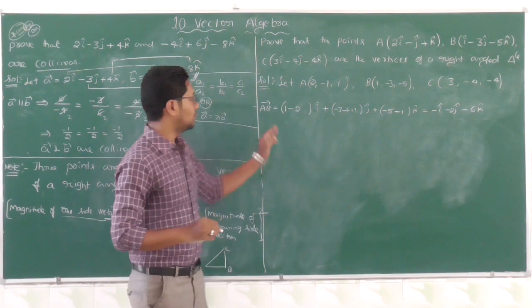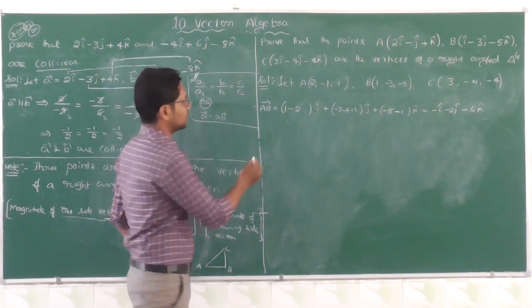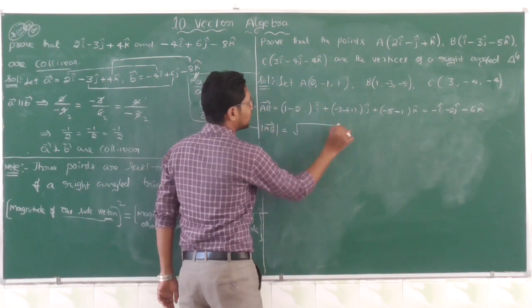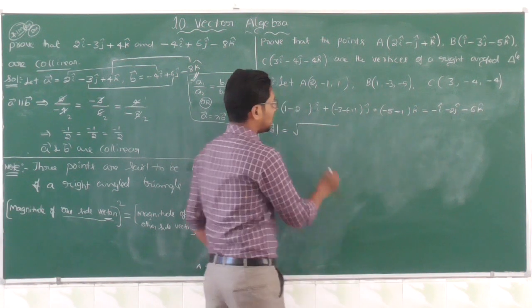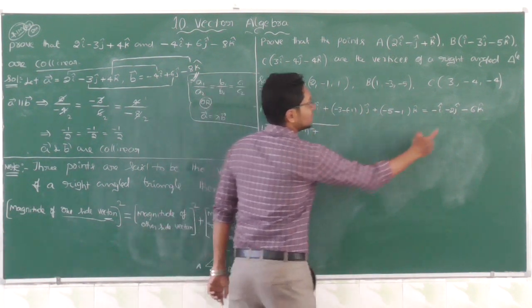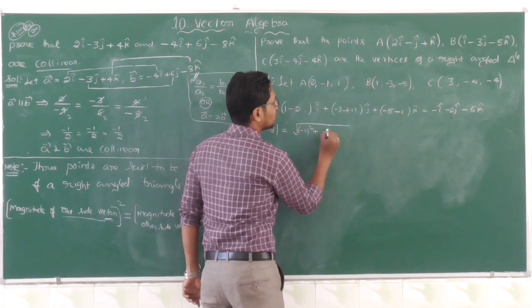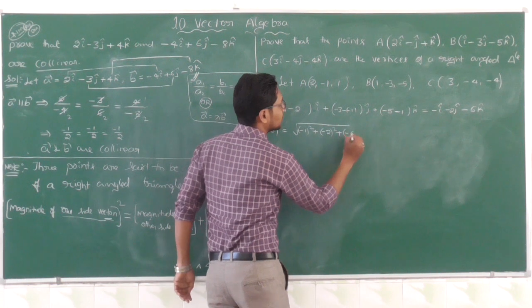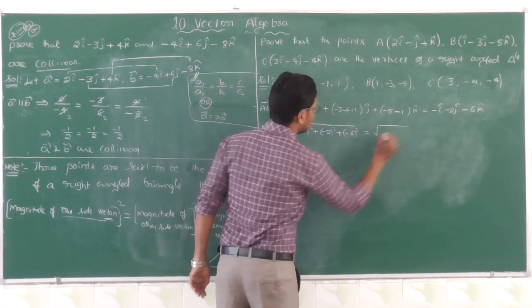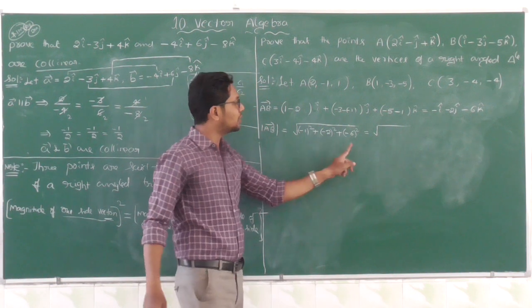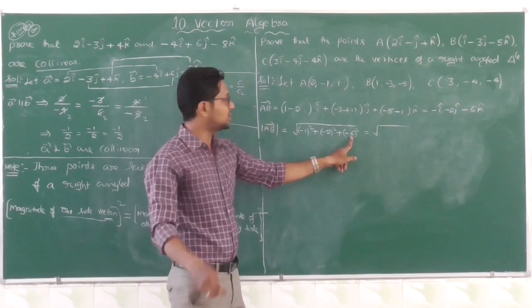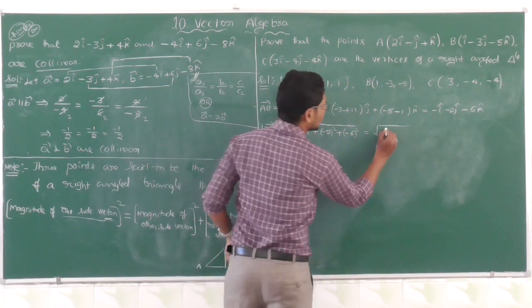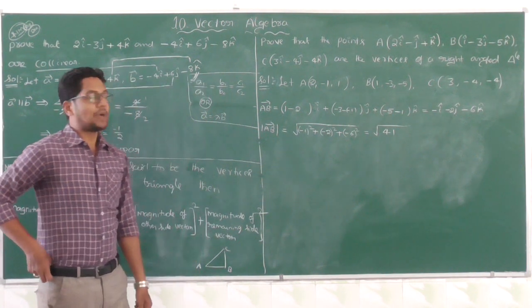Here itself we will find its magnitude also. How to find the magnitude of AB vector? Square root of i component minus 1 whole square plus j component minus 2 whole square plus k component minus 4 whole square. Simplify it: 16 plus 4 plus 1 is 21. Square root of 21 is the magnitude of vector AB.